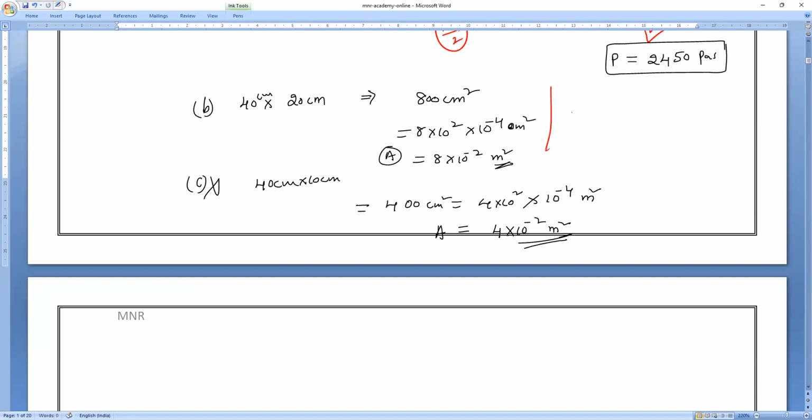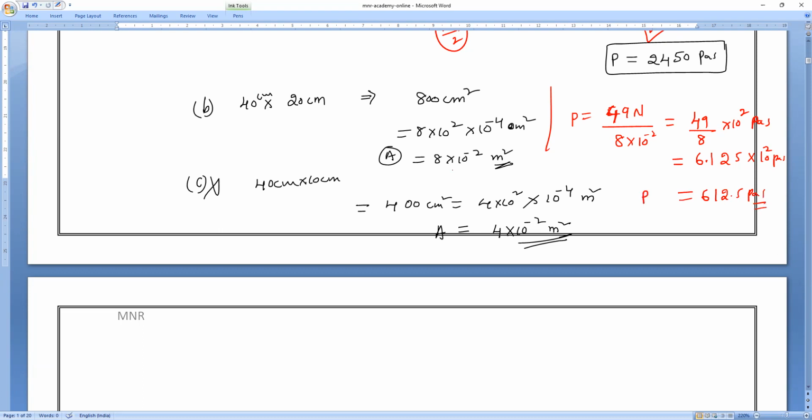The weight remains constant. So pressure equals 49 Newton divided by 8 into 10 power minus 2, which equals 49 divided by 8 into 10 power 2 Pascals. Do 49 divided by 8 and tell me, everybody. It will come around 6.125 into 10 power 2 Pascal, which equals 612.5 Pascals.